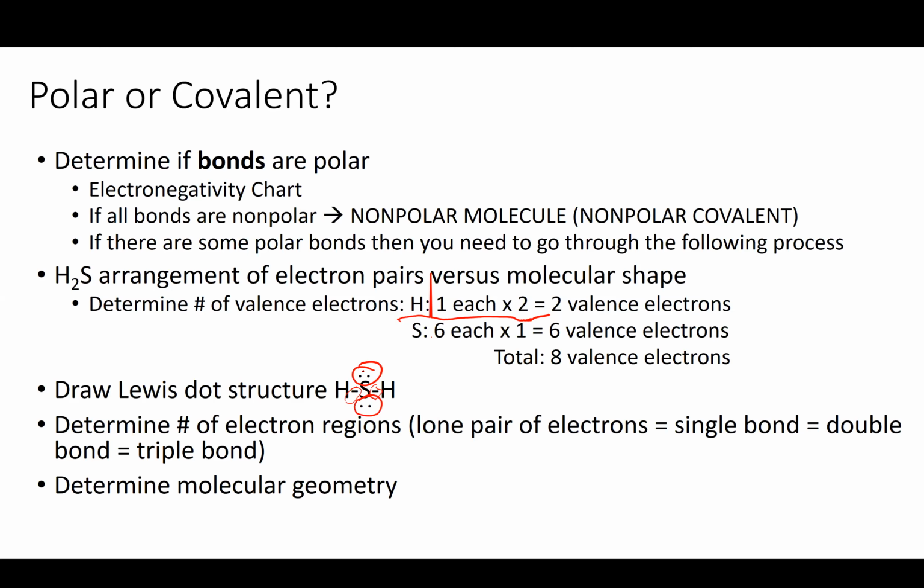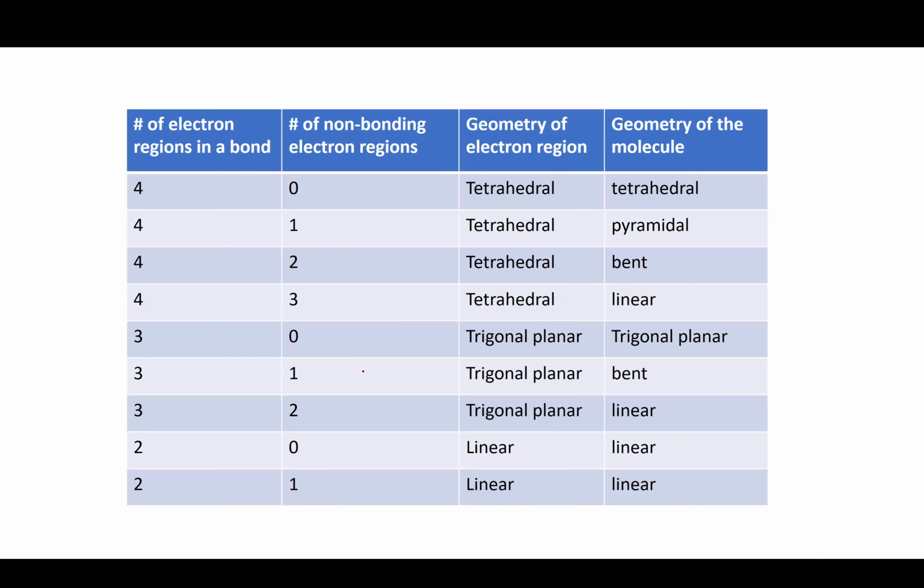And so from there, we can determine the geometry of the electron regions and also the geometry of the molecule. If we think about it, I kind of have this little table here. The headings of my columns say the number of electron regions in a bond. So for sulfur, we said there was 4. So we're at one of these guys, okay?